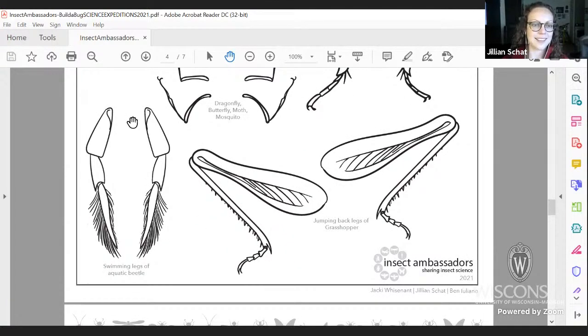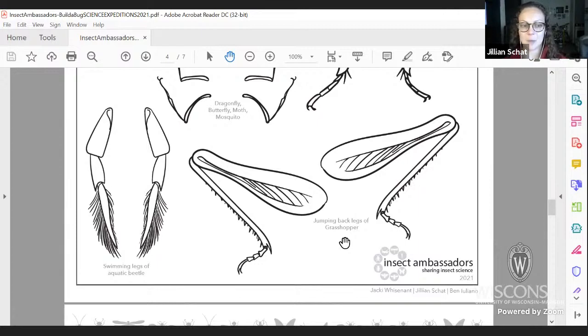This is one of my favorite variations of legs. These are the legs of a type of diving beetle. So some beetles are aquatic, and they spend their entire lives in water. And so sometimes we see these kind of feathery fans coming off of the back portion of their leg, and those act like flippers actually, and help them swim and navigate through the water.